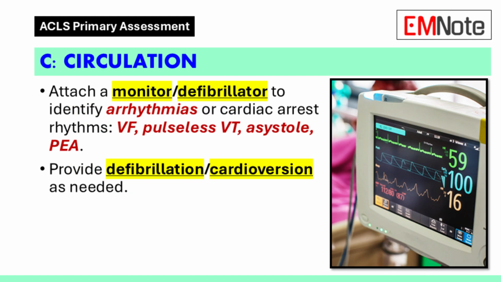C. Circulation. Attach a monitor and defibrillator to identify arrhythmias or cardiac arrest rhythms. These rhythms may include ventricular fibrillation, pulseless ventricular tachycardia, asystole, or pulseless electrical activity. Provide defibrillation or cardioversion as needed.